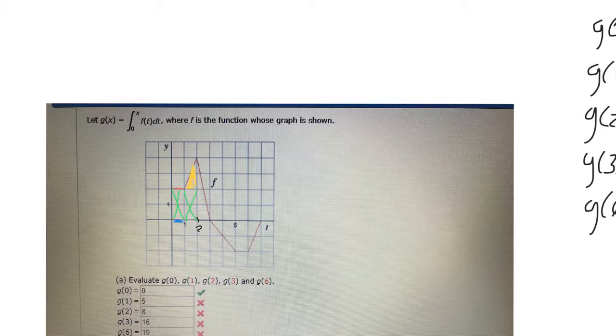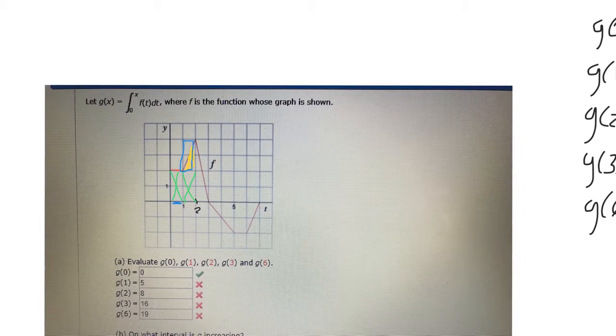This yellow triangle is half of these 2 blocks, right? If we were to take into account these two entire blocks, this little yellow triangle is half of that. So the area of this little yellow triangle is 1 because it's half of these two blocks. So we have 2 plus 2, which is 4, plus 1, which is 5. All right, so that is the reasoning process behind the answer of g of 2.